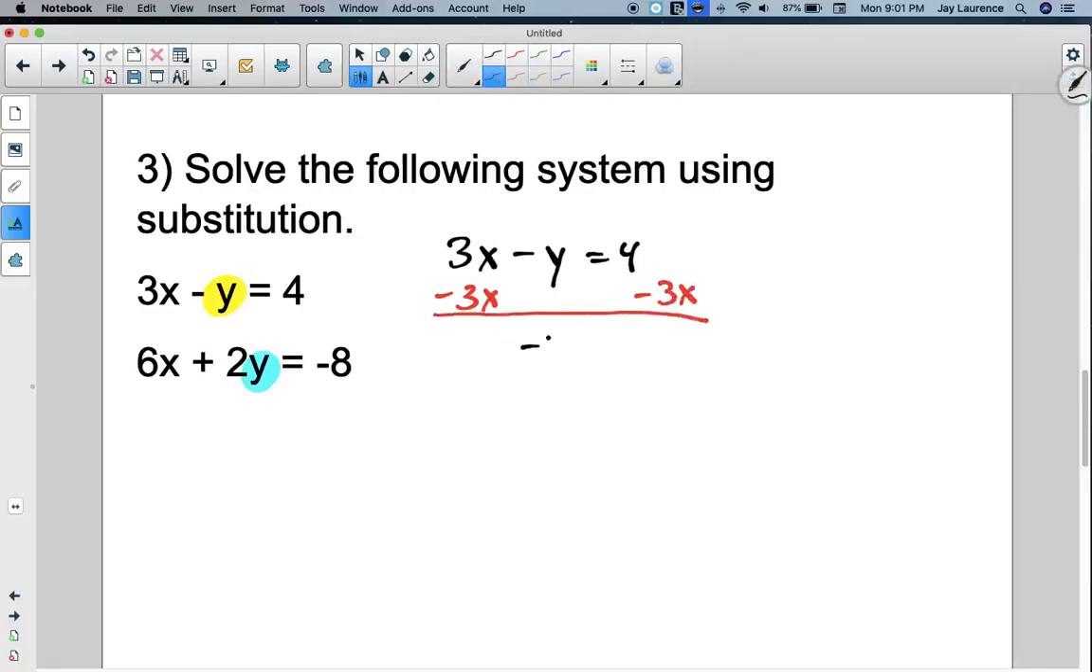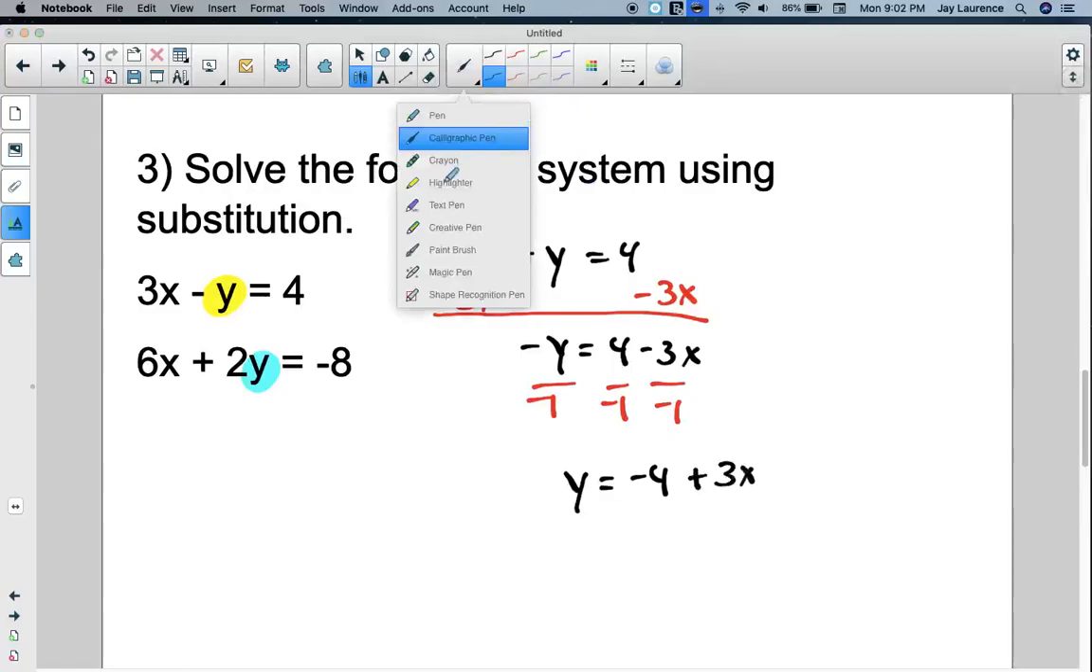And I'm going to get negative y equals 4 minus 3x, and then I'll divide by negative 1. Negative 1 divided by negative 1 divided by negative 1. And so then y is going to equal negative 4 plus 3x. Now I'm ready to substitute. I know what y is. It's the same as negative 4 plus 3x.